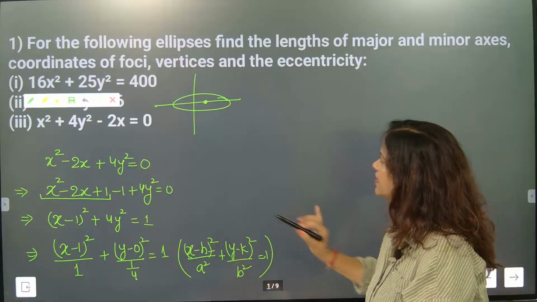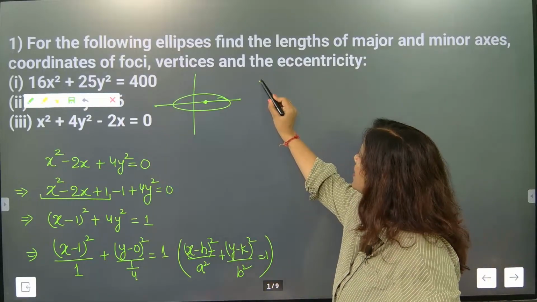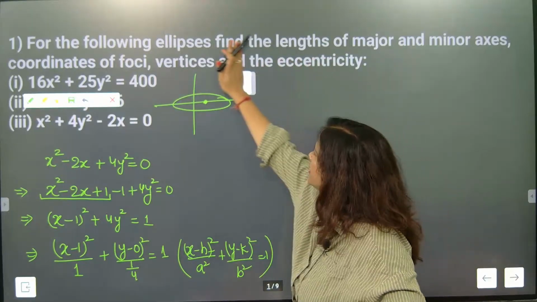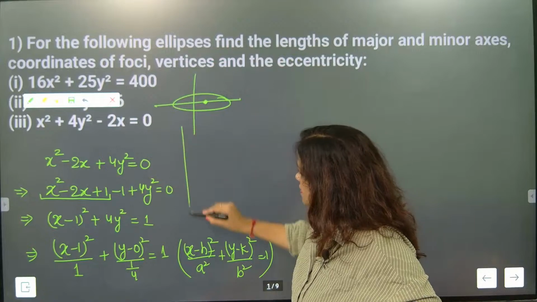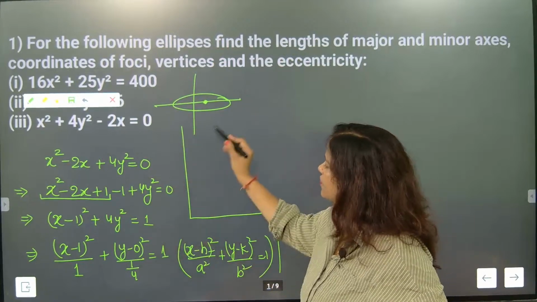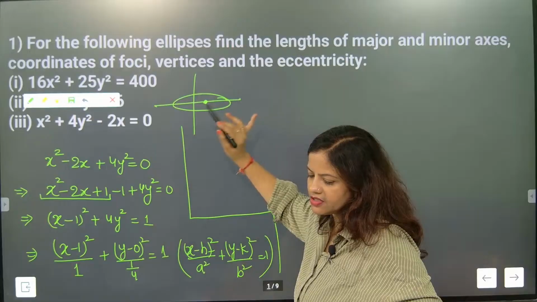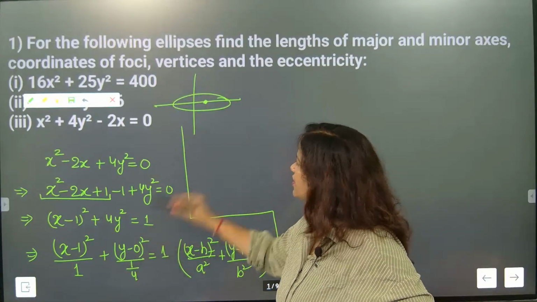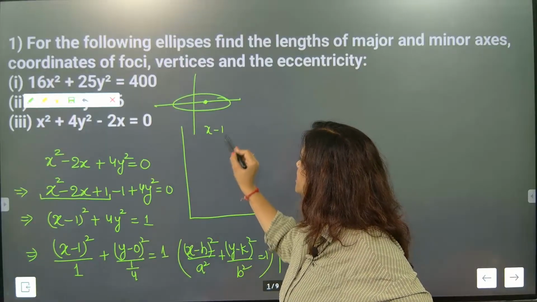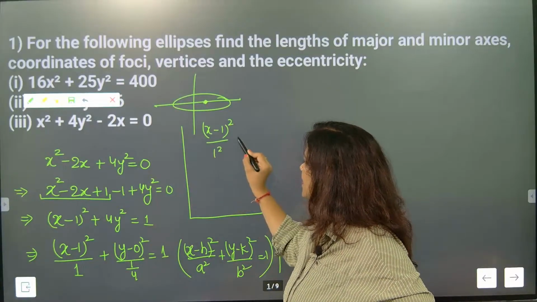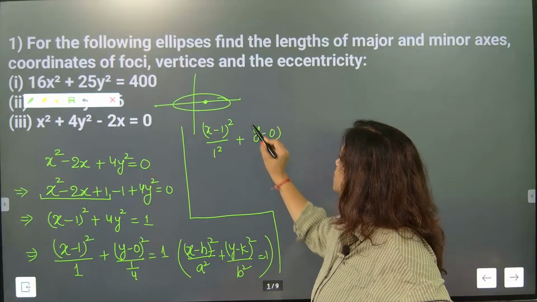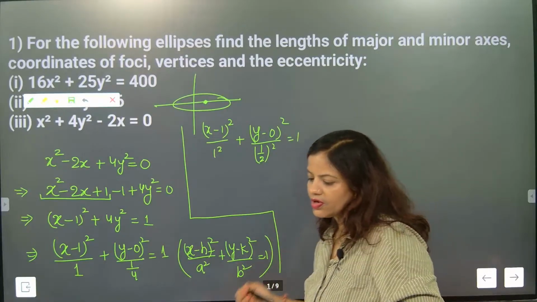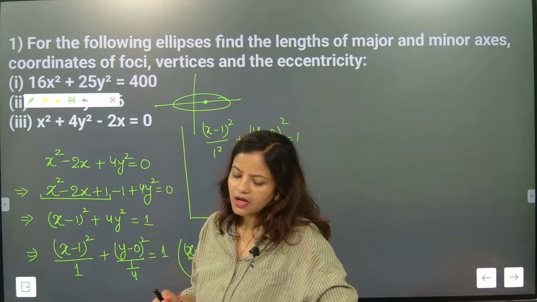Now, once we have done till here, we will try to write it as X minus 1. I am doing only one work. This is exactly the shift in the center. This part we have done. Now I am going to do one small piece of work: I will write it in the standard format. (X minus 1) whole square by 1 square plus (y minus 0) whole square by (1 by 2) whole square equal to 1. So what is the value of eccentricity?